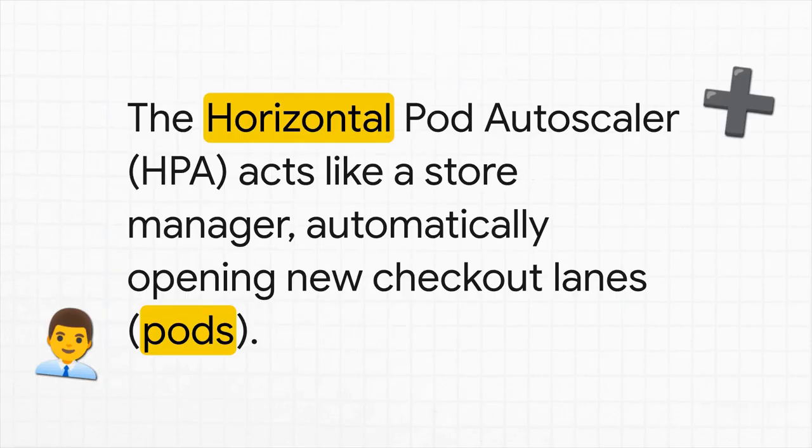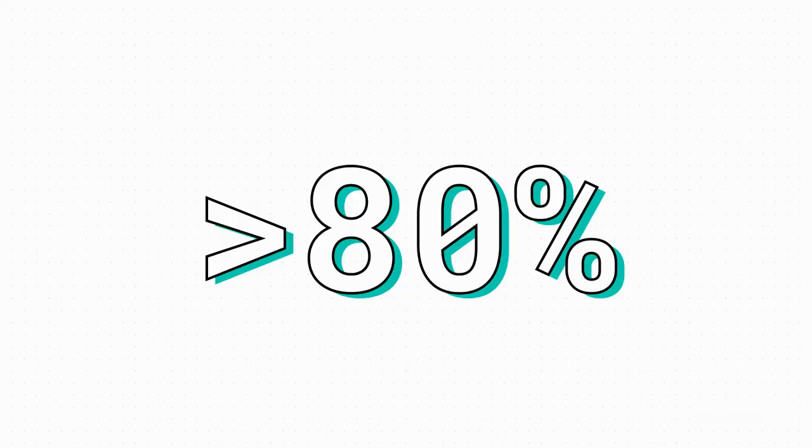So if our pods are the cashiers, who decides when to open up more checkout lanes? Well, that's the job of the horizontal pod autoscaler, or HPA for short. It's like a really smart store manager who's constantly watching the lines. And as soon as they start getting too long, poof, it automatically calls in more cashiers, or in our case, it launches more pods.